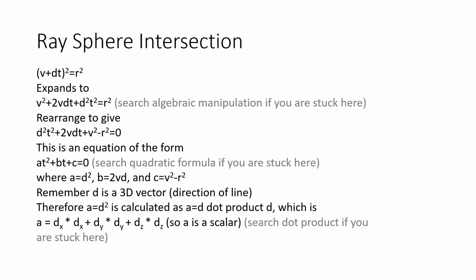The dot product of two vectors is evaluated as the sum of each of their components multiplied together. So if we evaluate that for A, it is equal to dx times dx plus dy times dy plus dz times dz. So the result of that will be a scalar. And again, if you're having problems here, then search for dot product and you can see how that's being worked out.